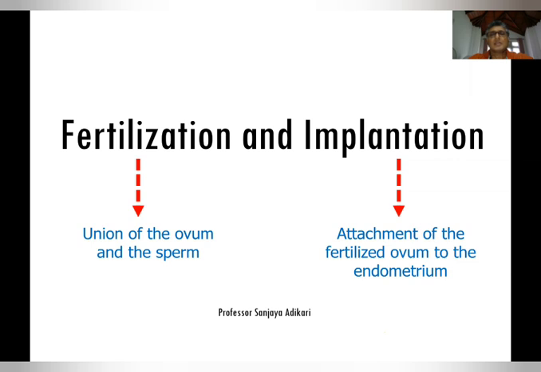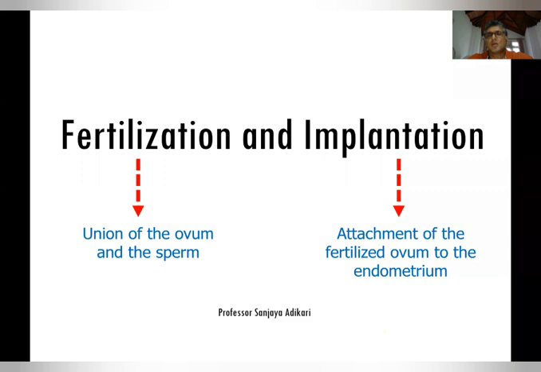That is called fertilization. And then implantation means the attachment of the fertilized ovum, which is, by the time of fertilization, it's more than one cell, several cells. We will discuss that later. Anyway, implantation means the attachment of the fertilized ovum to the endometrium of the uterus.